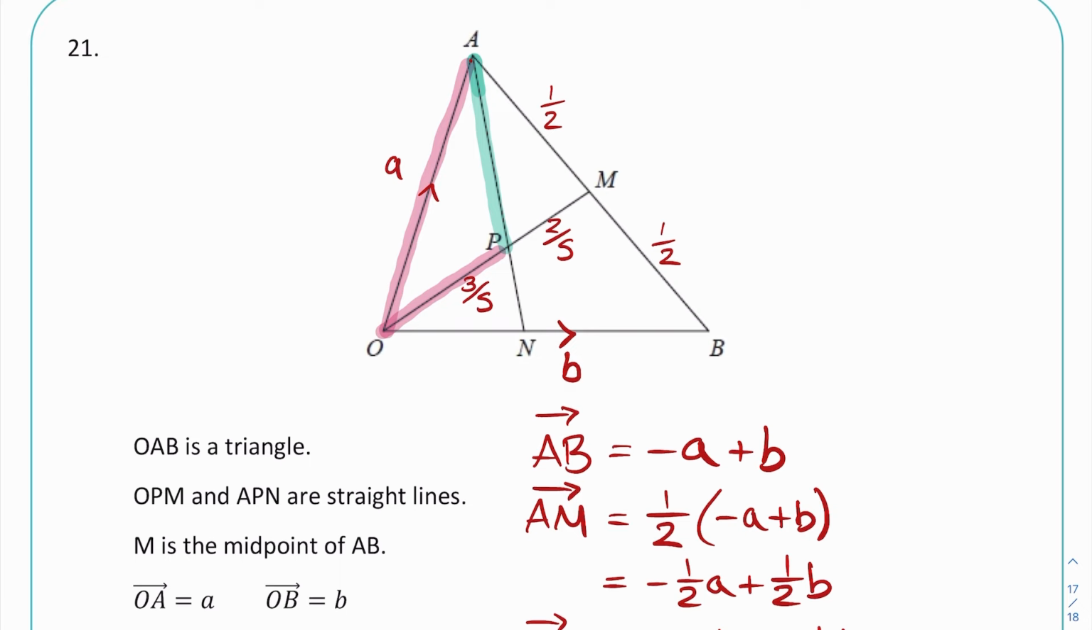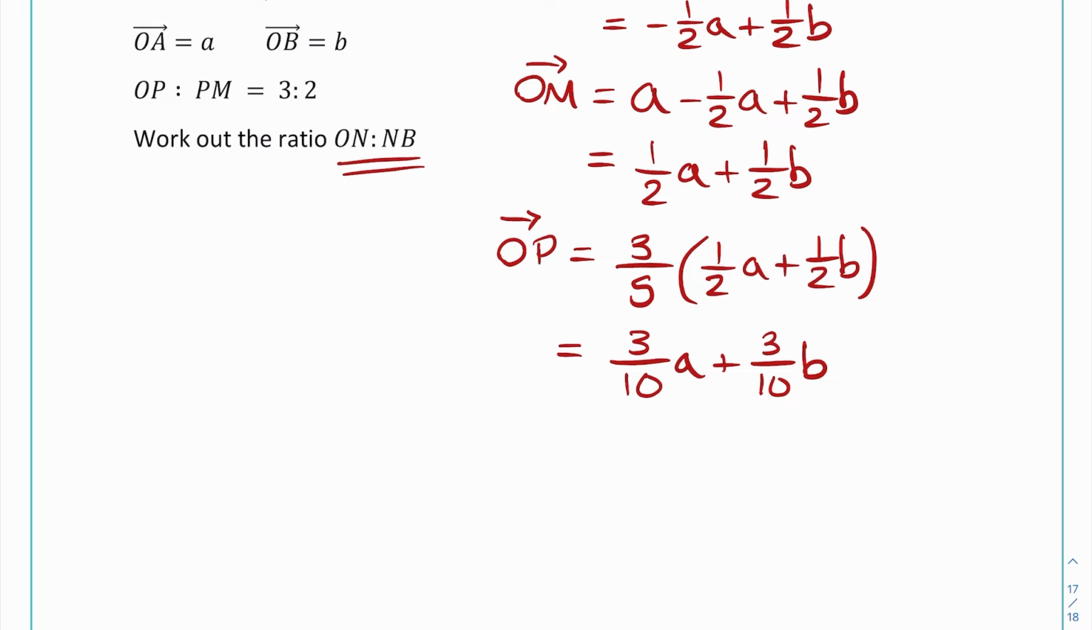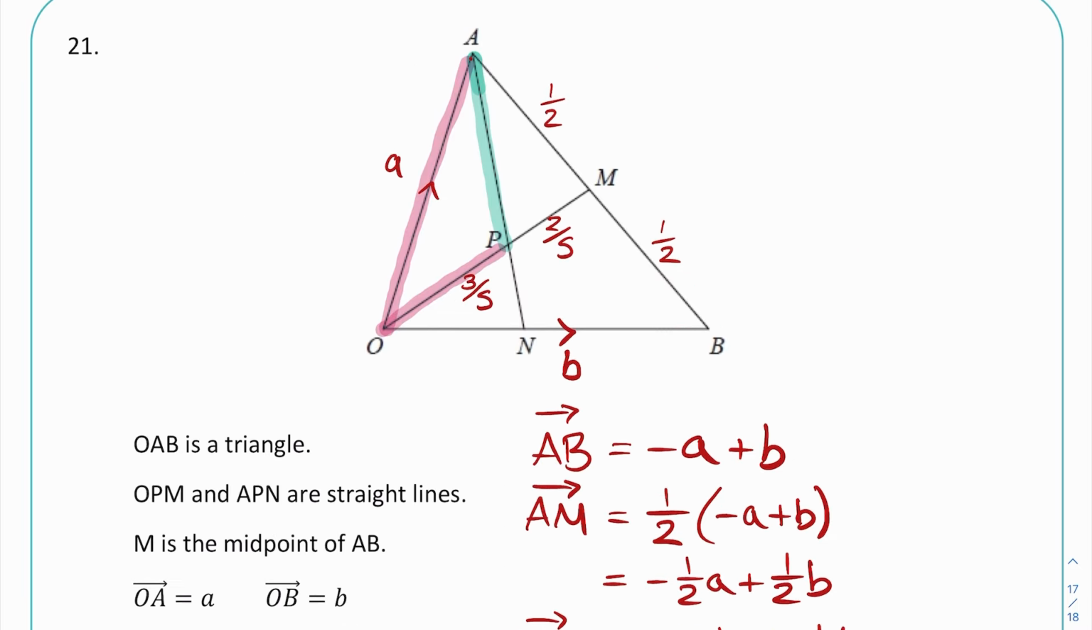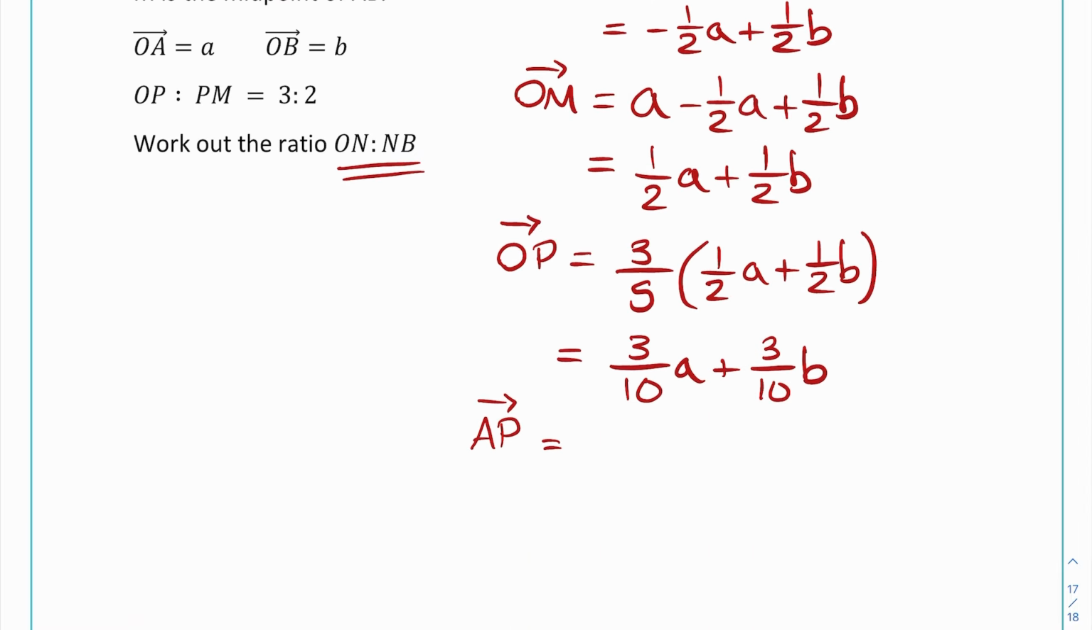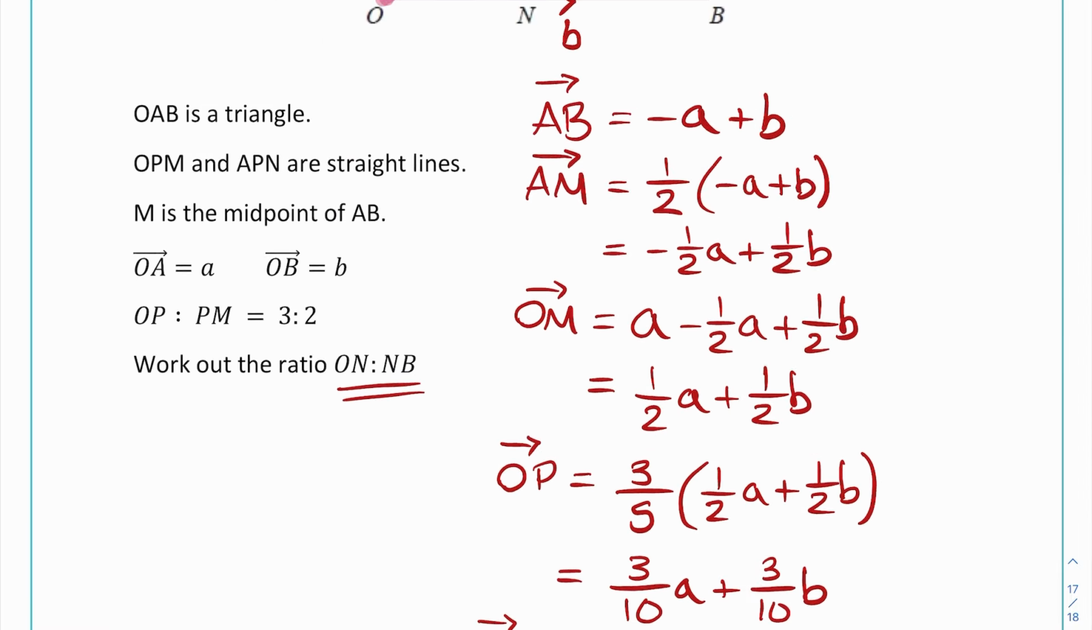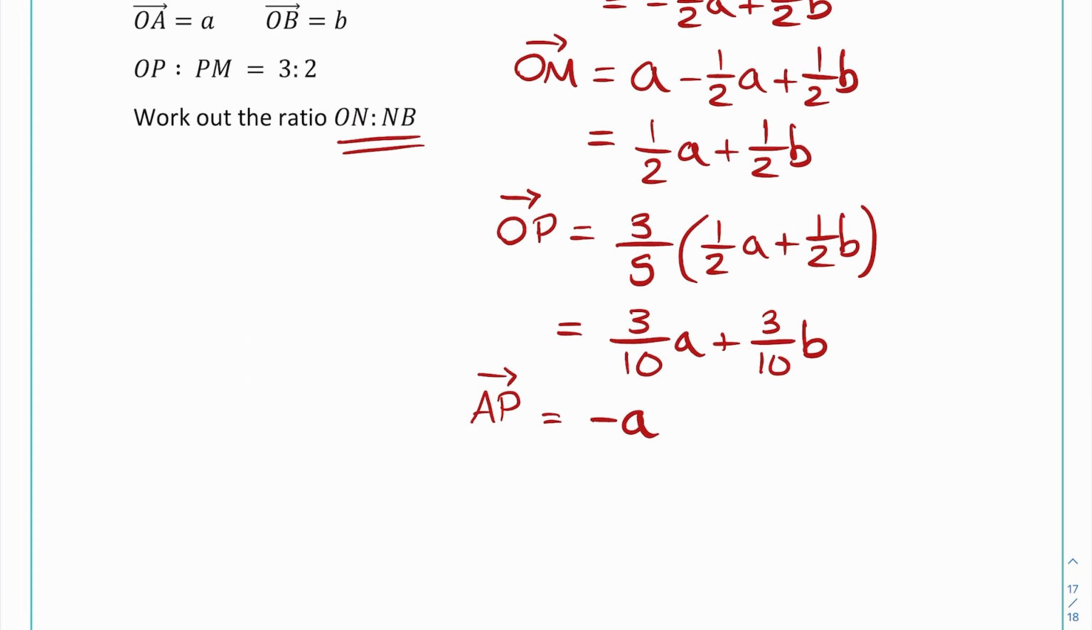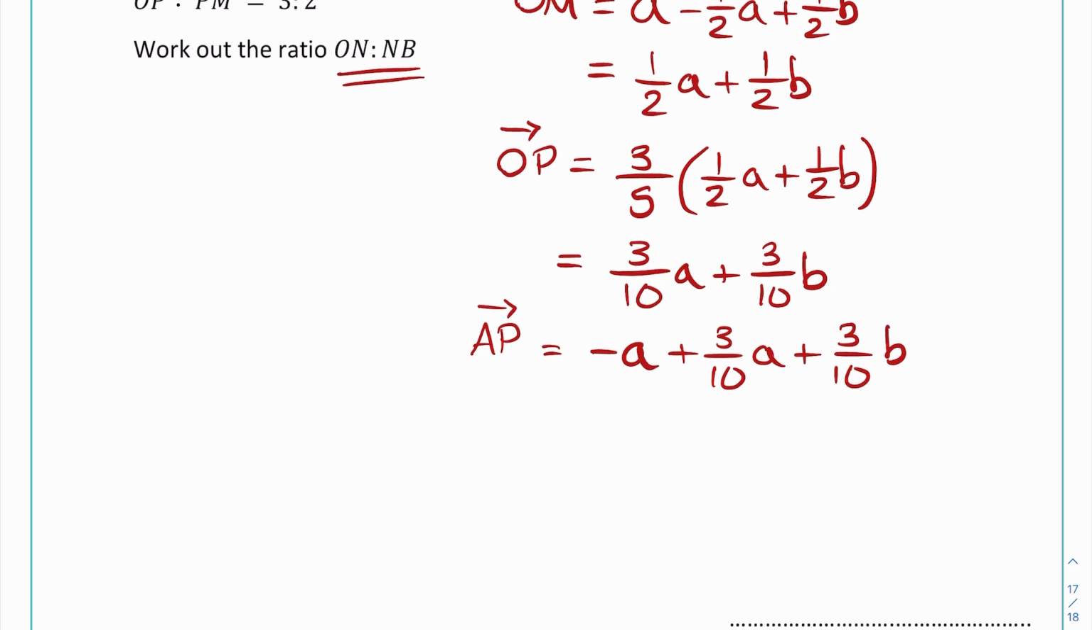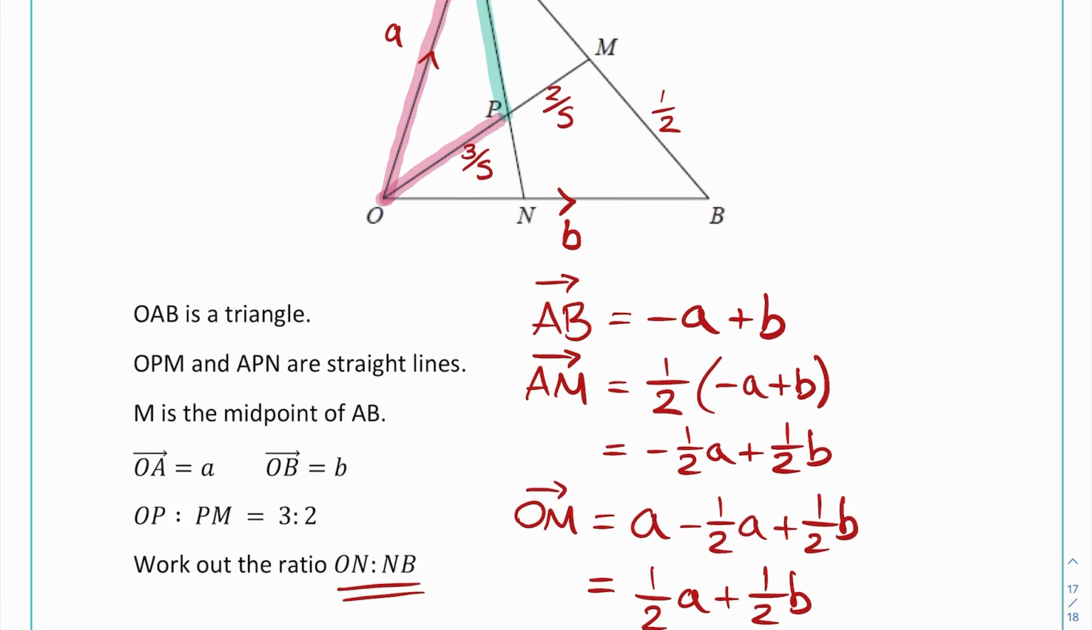So that would be minus a going from A to O. And let's write this down. This is from A to P. So A to P. And what was it? Was it minus a? Let's have a look. So minus a, because we're going backwards through A, and then we would do the vector O to P, which we've got written above. So minus a plus 3/10 a plus 3/10 b. We just simplify that. So minus a plus 3/10 a would be minus 7/10 a plus 3/10 b. And of course you can rewrite that if you want. So now we can get from A to P.